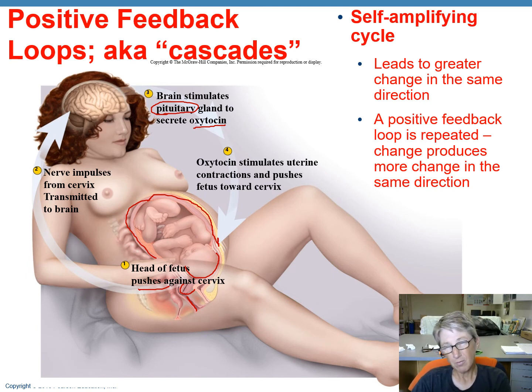So positive feedback is a self-amplifying cycle. It leads to greater change in the same direction. So that greater change is more and more contractions of the uterus. If it were a negative feedback, when you got this initial contraction of the uterus, there would be a signal to say, hey, uterus, stop contracting. That would be negative feedback. But you don't want to do that in childbirth. You want to keep the uterus contracting until the fetus comes out the birth canal.